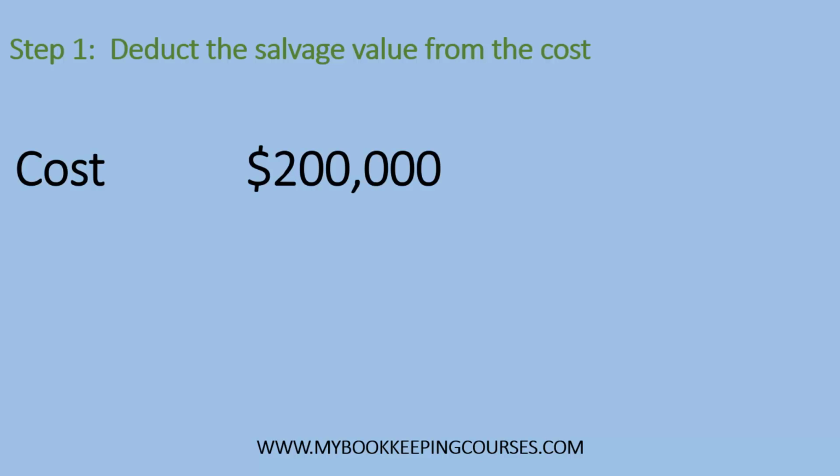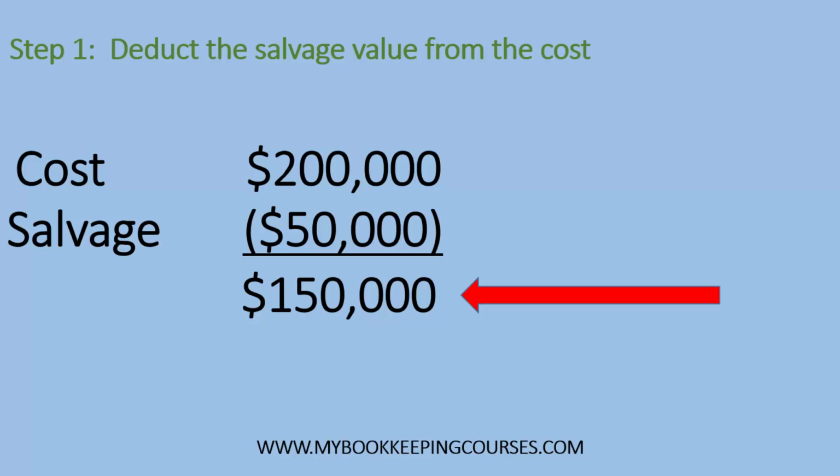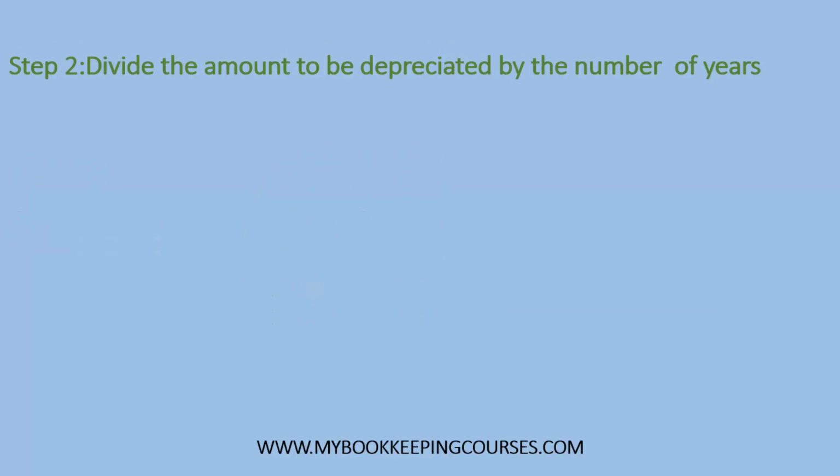The first step is to deduct the salvage value from the actual cost. So our cost was 200,000 and our salvage value is 50,000. So this gives us a value of 150,000. And this 150,000 is the value that the depreciation is going to be calculated on. The second step is to divide the amount to be depreciated by the number of years.